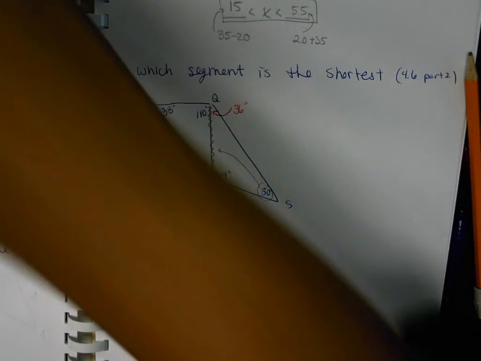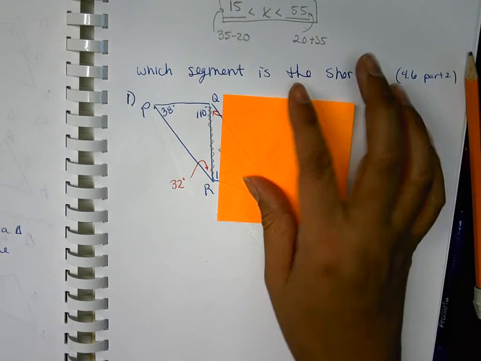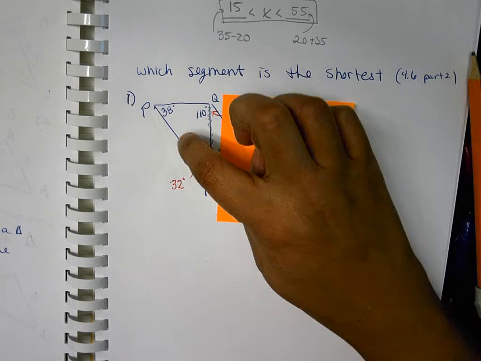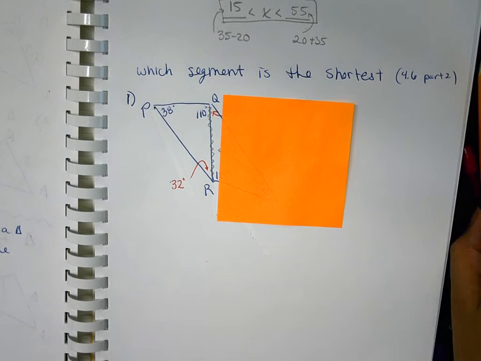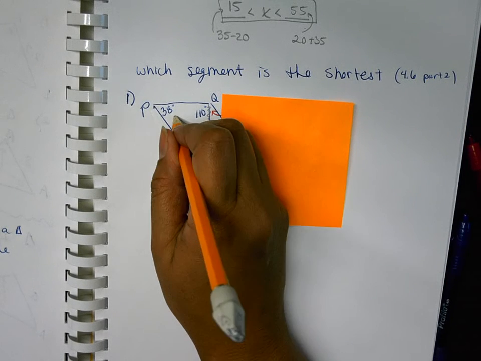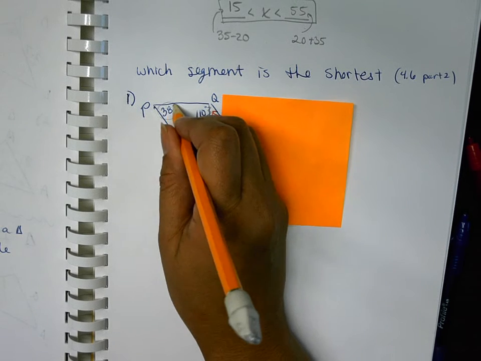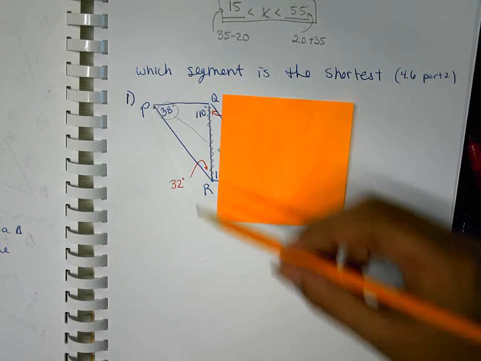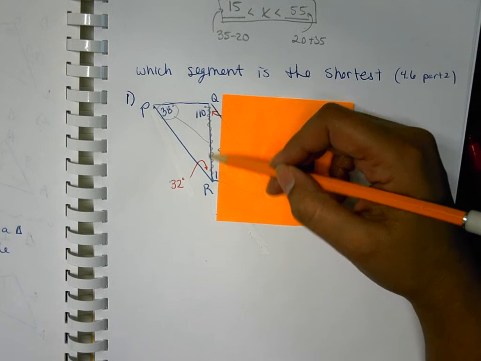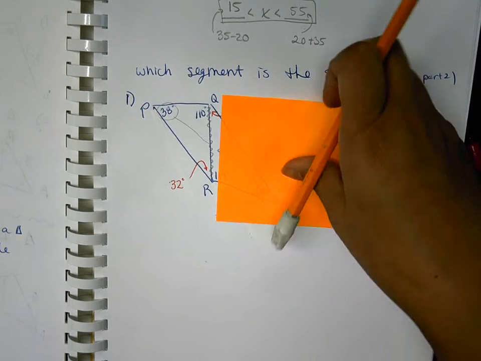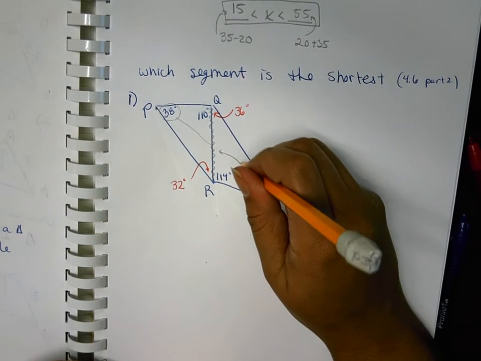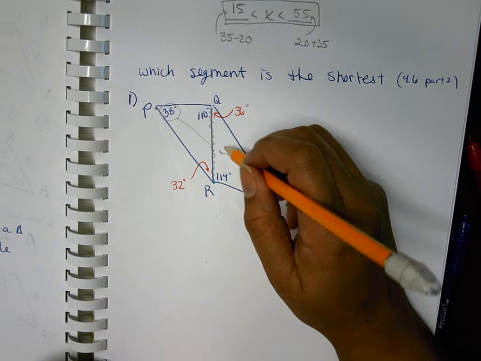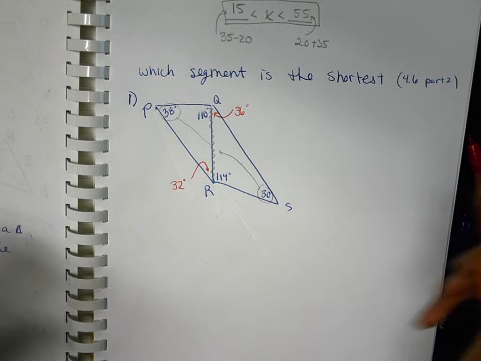Because QR is shared with the other triangle, looking here, is there any way that QR is the smallest side for this triangle? What's opposite the QR? Angle P. And is angle P the smallest angle? No. So there's no way that QR is the smallest or shortest side for this triangle. Yes, it's the shortest for this triangle, but not for this one. Do you see that? And since they share that side, you have to take that into account.